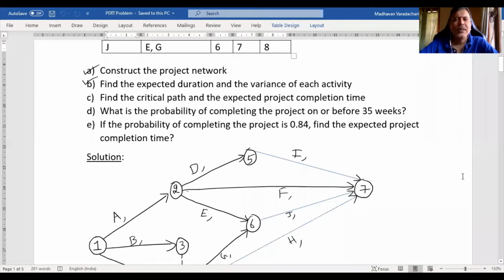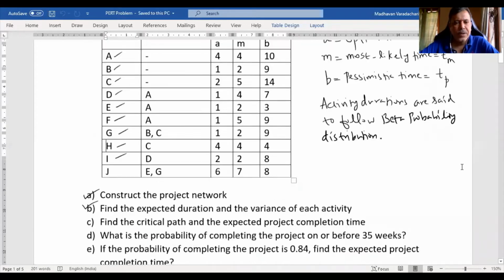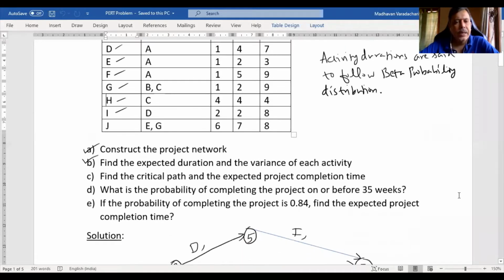Hello everyone. This is in continuation with our project evaluation review technique numerical problem. This is the question we took, which we had already solved in our previous two videos, question A and question B. In case you haven't watched those, I request you to first watch those two videos to come to this question C before coming to question C.